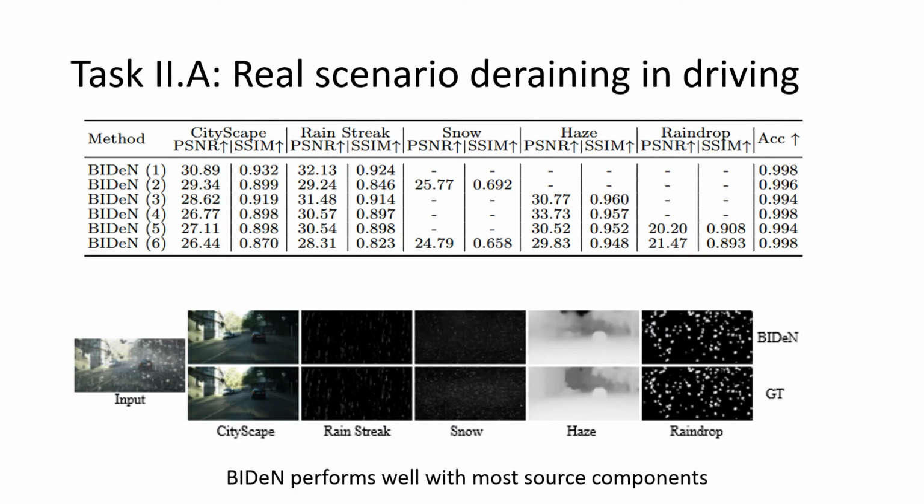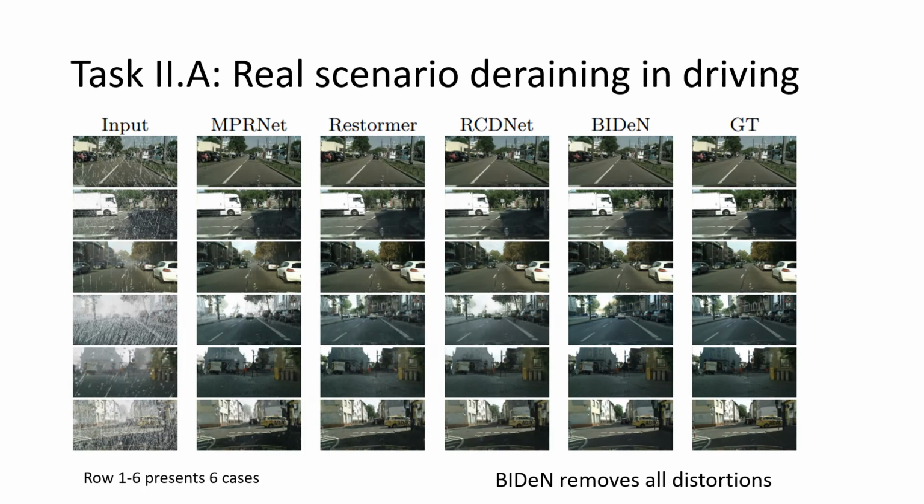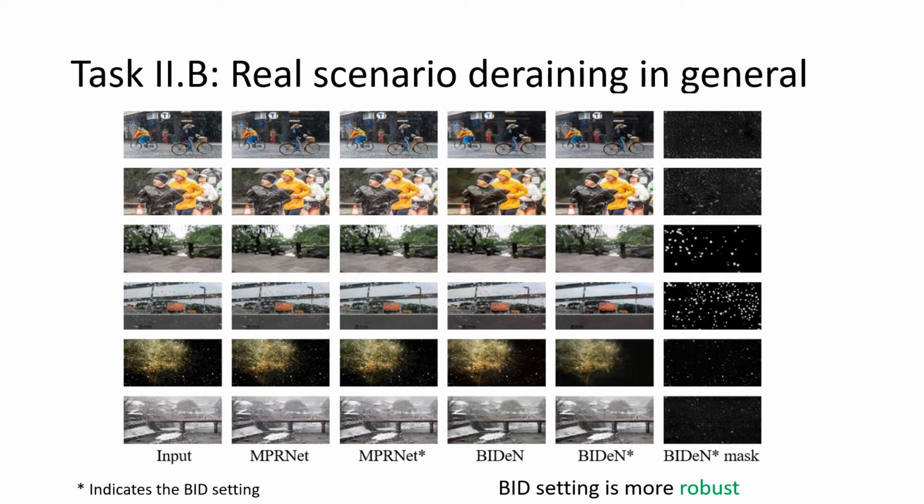Here we present the results of Biden on 6 testing cases. Except for following drop masks, Biden overall performs well on all source components and shows very high accuracy in the source prediction task. Here are some real results of Biden and other baselines. Baselines are also trained in the BID setting. We can see that Biden is good with all components, while strong baselines like MPRNet and Restormer sometimes cannot remove raindrop and haze.